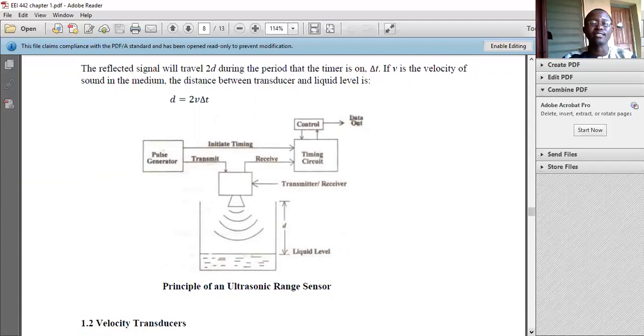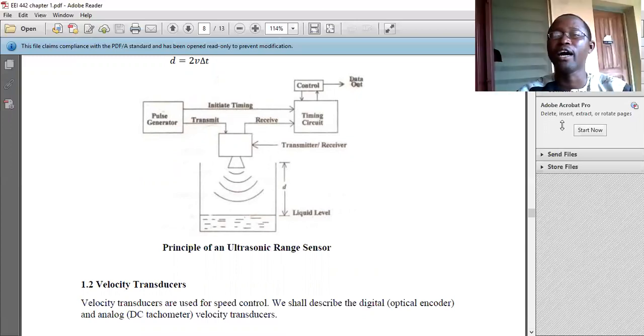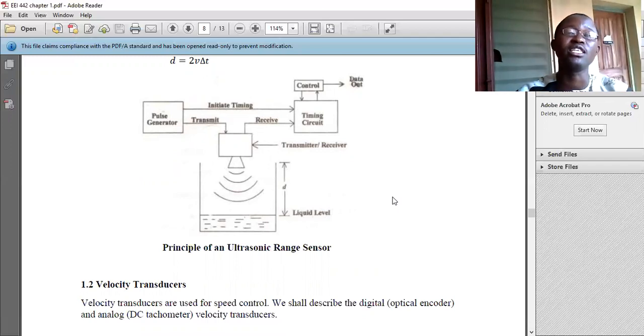So with that, we could have a very simple and accurate system of measuring the fluid in a tank. Very simple and accurate. You can see that it's not quite difficult to take the measurements by this setup, and it's going to be accurate because the microprocessor takes care of calculating the value of the distance d using the simple formula d equals 2v delta t, and that is the ultrasonic range sensor.